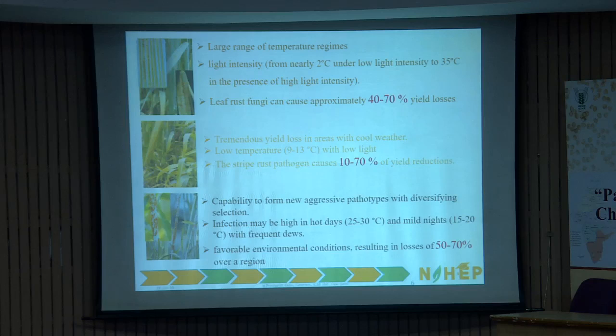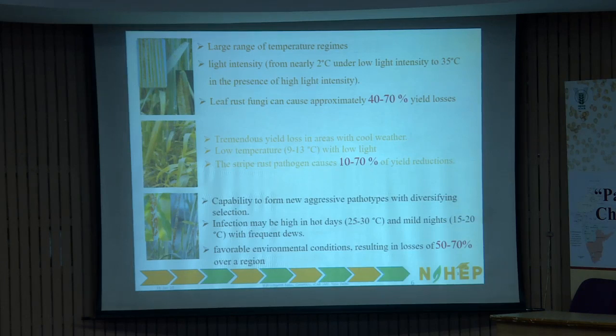If you look at the temperature regime required for these rusts to affect, leaf rust has a large temperature regime. It can cause disease under low light conditions, from 2 degrees up to 35 degrees at high light intensity, and it can cause losses of 40 to 70%. That is so huge. We talk about a 60% increase needed by 2050, and then we talk about this.